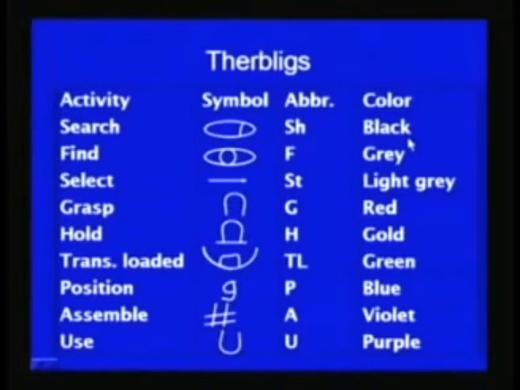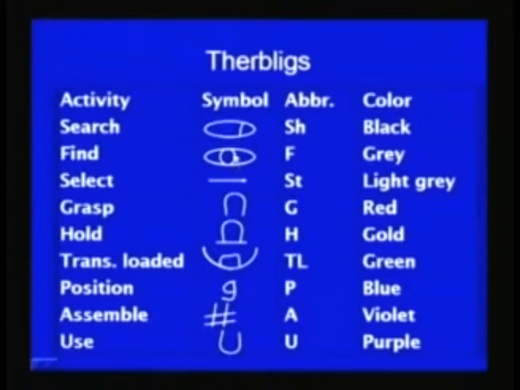Search therblig is used when the operator looks for a particular kind of object which is required for further processing. He will be looking here and there to find out where the particular item or type of item is available. Once he gets that, he will find that particular item. Find is about when he is able to see where that particular item or group of items is.